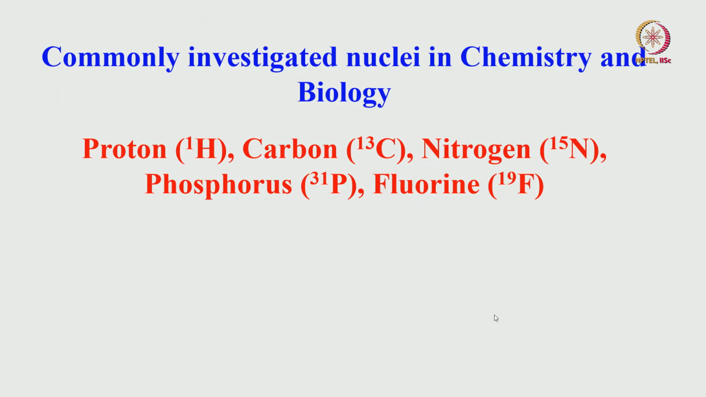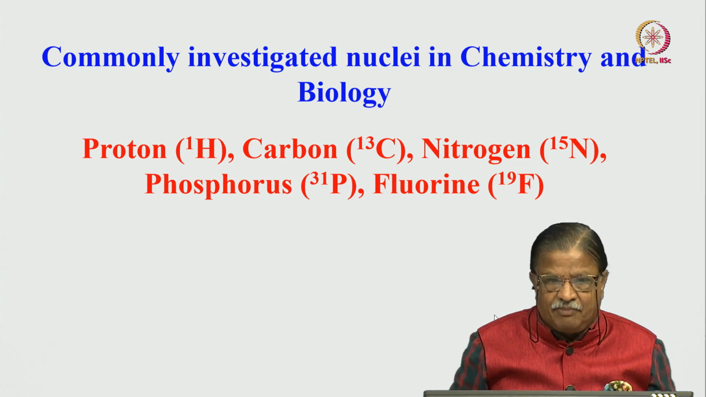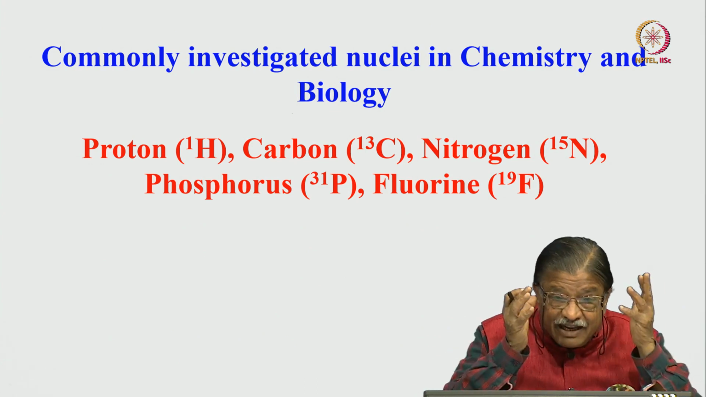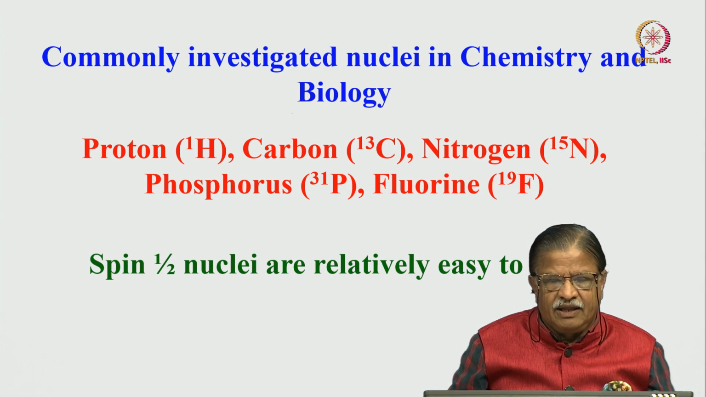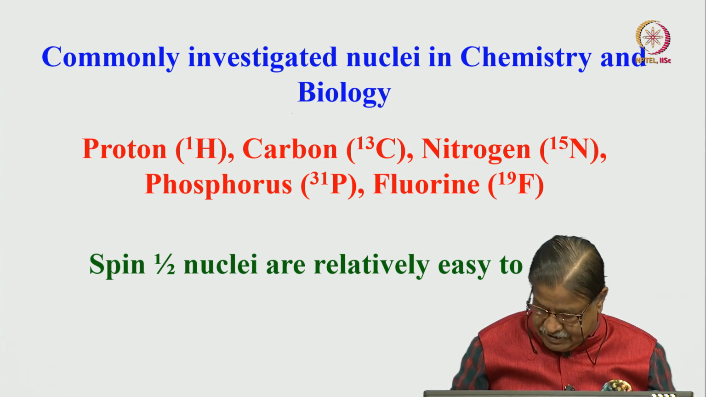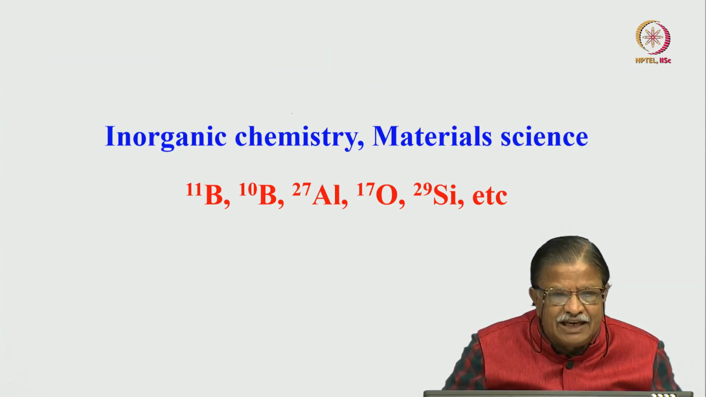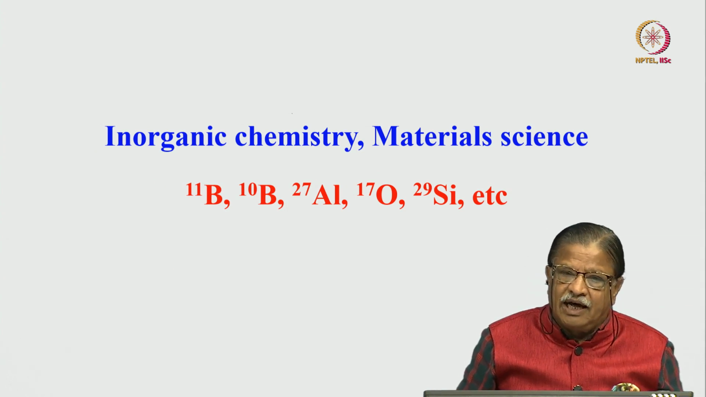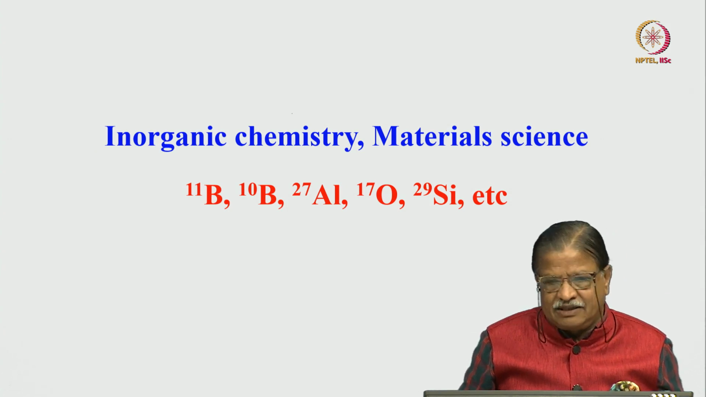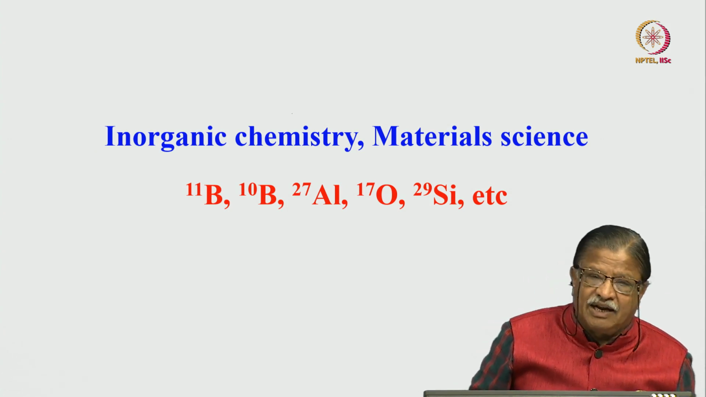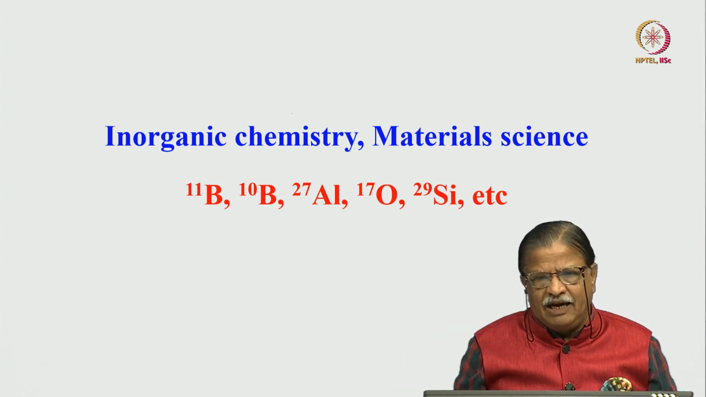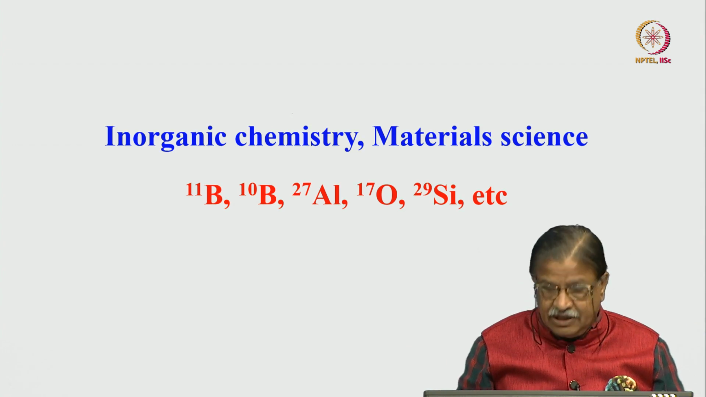Commonly investigated nuclei in chemistry and biology are proton, carbon, nitrogen, phosphorus and fluorine. All of them are, interestingly, spin half nuclei, very easy for us to understand. Whereas if you go to inorganic chemistry or material science, we study boron, aluminum, O17, etc. They are all spin greater than half. Of course, silicon is Si29, spin half, but other nuclei have spin greater than half.